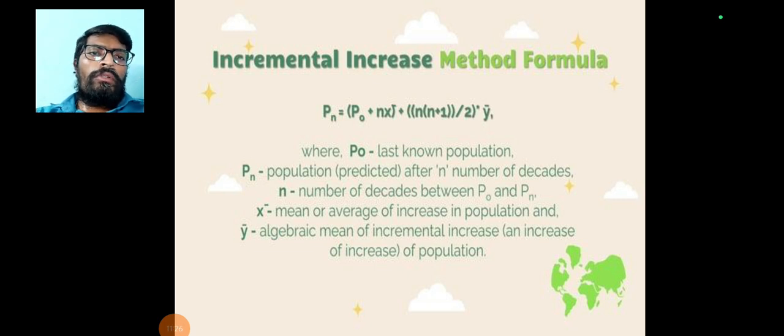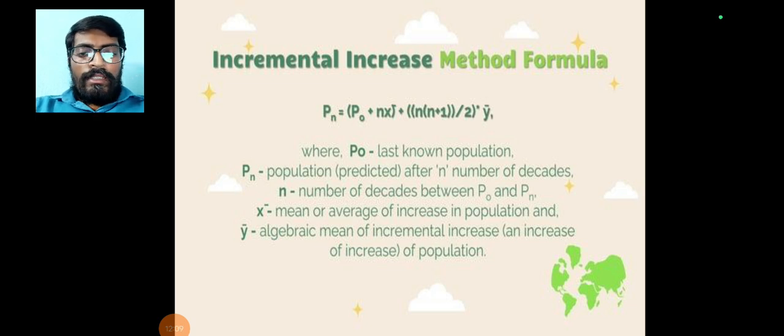So Pn is equal to P plus n into I plus n into n plus 1 by 2 into R. Where P is the present population, Pn is the population after n decades, n is the number of decades between P naught and Pn, I is the average increase in population, and R is the incremental increase of population.